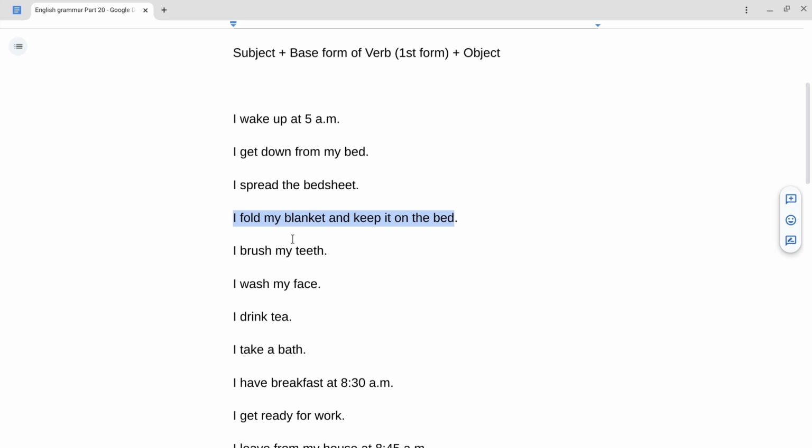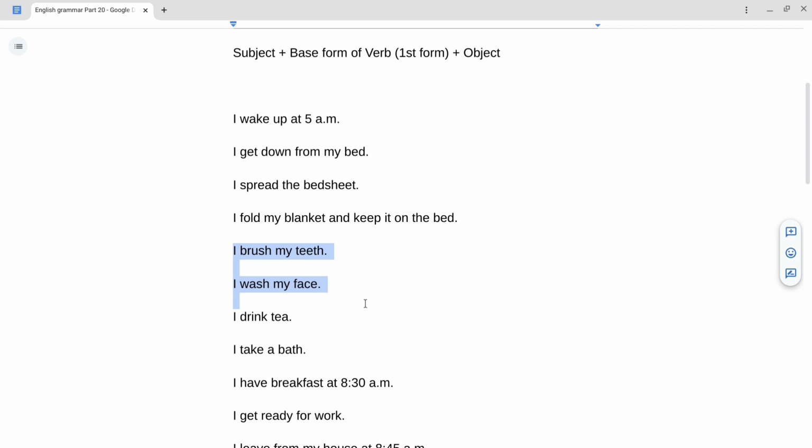Got it? So we will revise once again, starting from I wake up at 5 a.m. I get out from my bed. I spread the bed sheet. I fold my blanket and keep it on the bed. So all these sentences, you can see that the verb is in simple present form. So let's continue. I brush my teeth. So this is what you do on a regular basis. It is your habit. Remember, we are talking about habits.